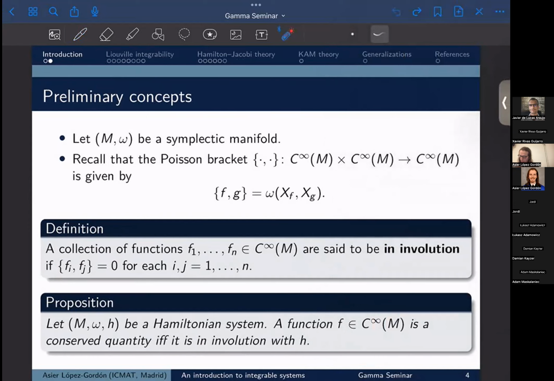Let us consider a Hamiltonian system (M, ω, H). Then we have that a function is a conserved quantity if and only if it is in involution with the Hamiltonian function. I'm not sure if Xavi already mentioned this result in his talk, but I think it's worth reminding.